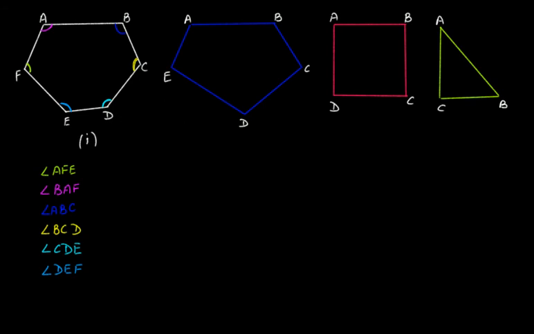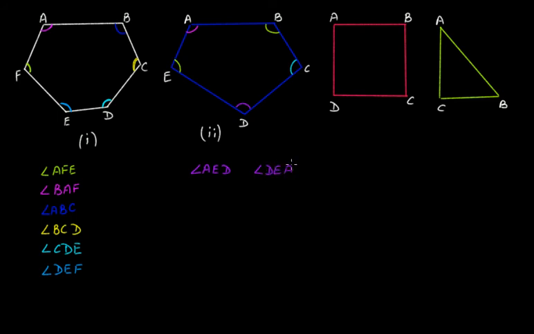This is another polygon, and similarly you can write all the angles for this one. How many vertices does this polygon have? We have 1, 2, 3, 4 and 5 vertices, therefore we'll have 5 angles, one at each vertex. This will be one angle, this another, this another, this another, and this another one. If I want to write this one, it will be angle AED. You can even write it as angle DEA.